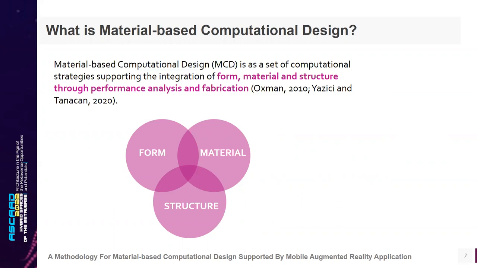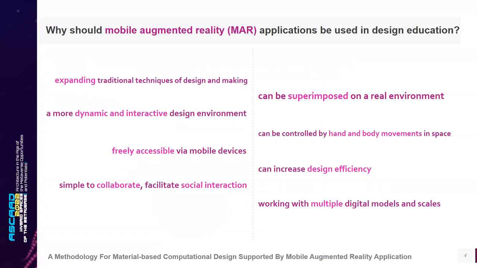The target group in this study is architecture students. The architecture students generally and rarely take into account material and structural performance challenges into their design solutions at the early design stage. And there are emerging technologies which are capable of improving the design processes since they expand traditional techniques of design and making, such as augmented reality.